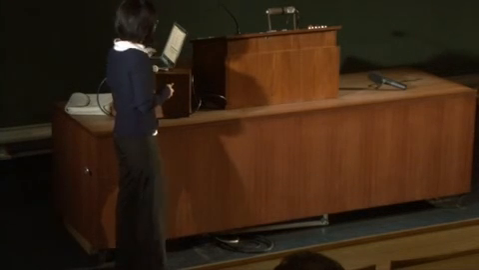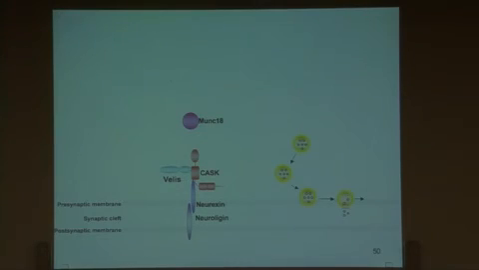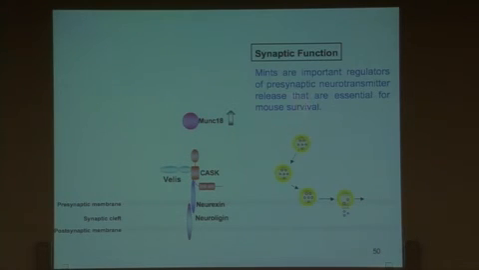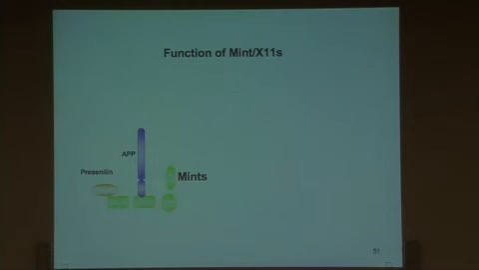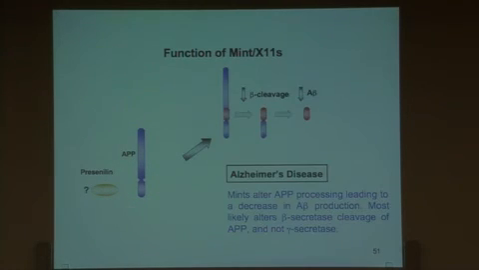So in association with the Alzheimer's disease story, if you delete the MINT proteins, functionally at the synaptic level, we see an increase in MUNC18, and the changes in MUNC18 might be responsible for what we see at the presynaptic level. And if we delete the MINT proteins, what happened with APP? We get a decrease in A beta formation, and most likely it's due to a decrease in beta cleavage.